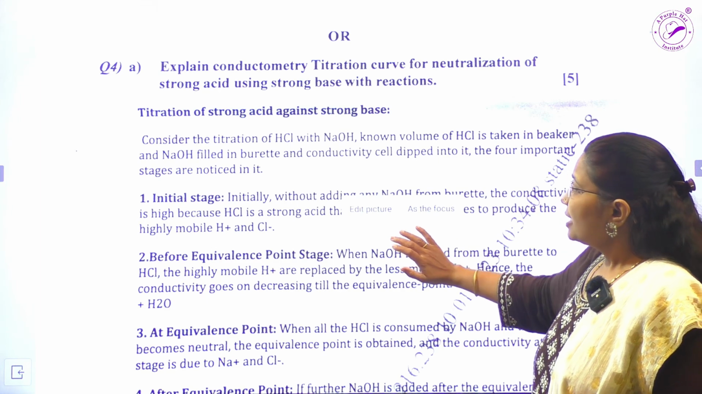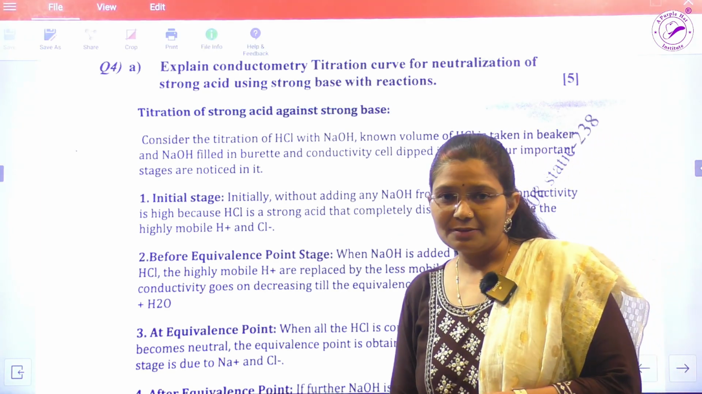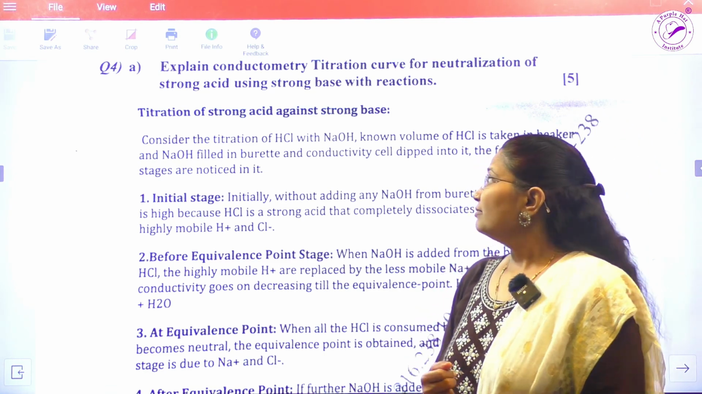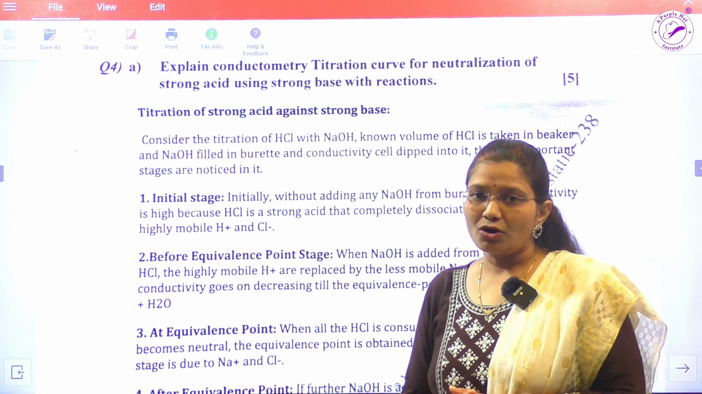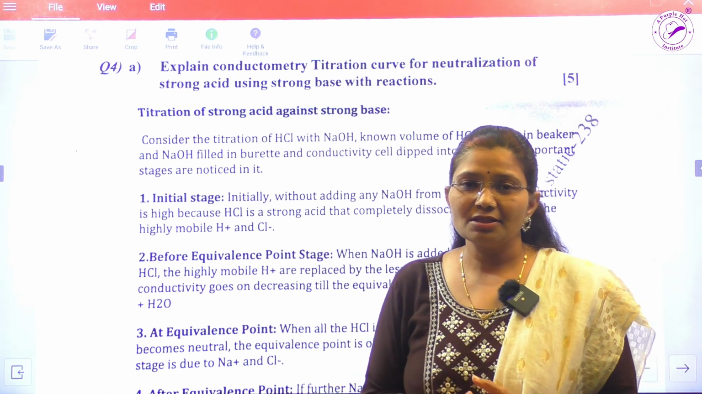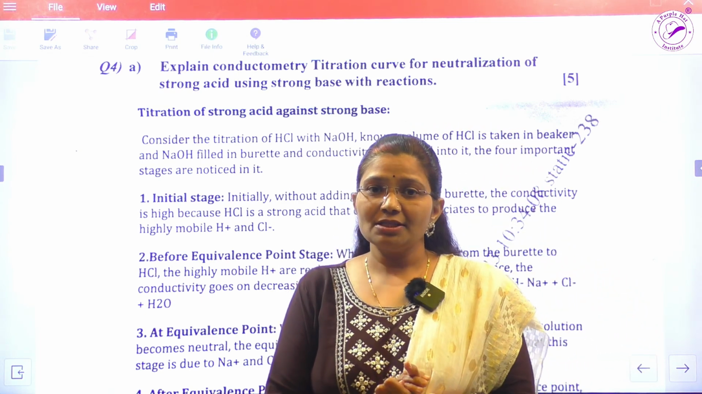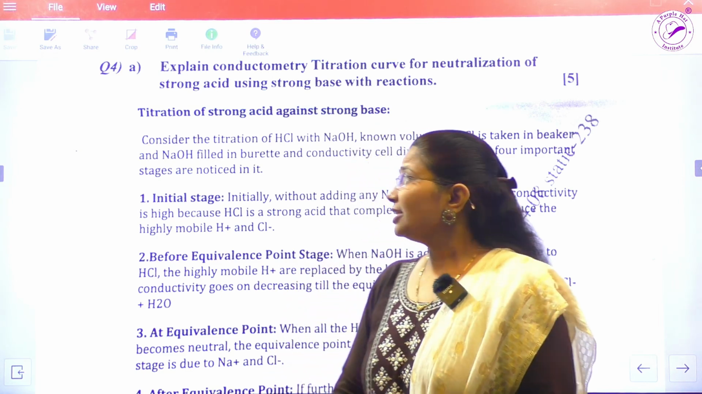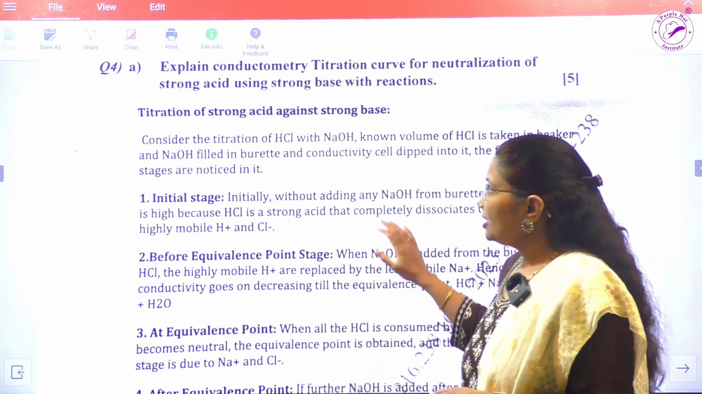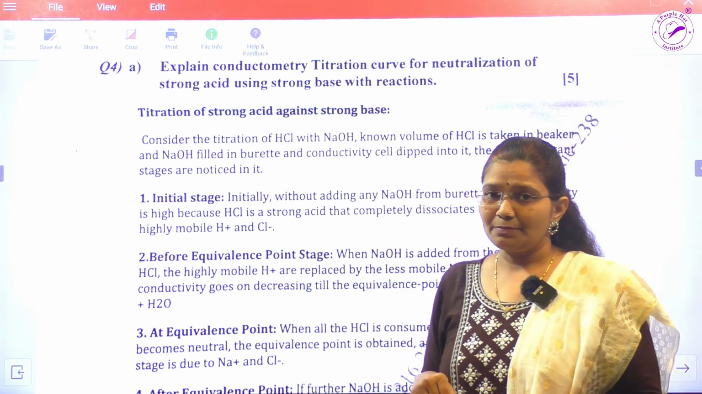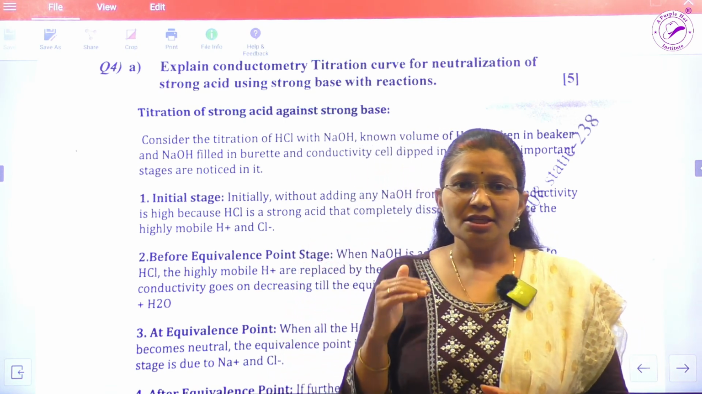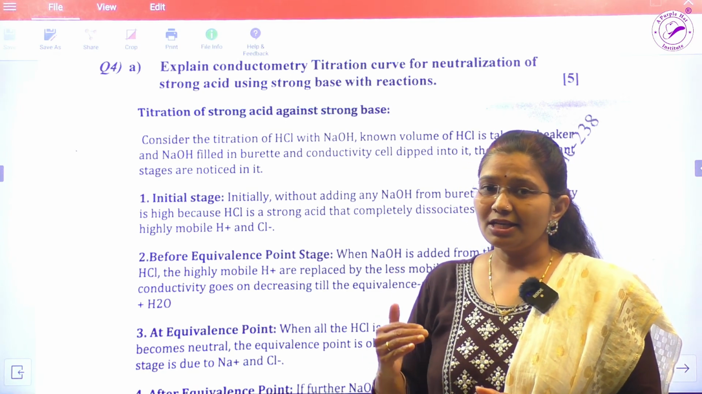Then the next question is, you have to explain the conductometric titration curve for neutralization of a strong acid using a strong base. Here, for the strong acid, we are again going to take the example of HCl versus NaOH. HCl is the strong acid, NaOH is the strong base, and the titration you have to do is conductometric titration. In this, again you have to explain the stages: initial stage, before equivalence, at equivalence, and after equivalence.